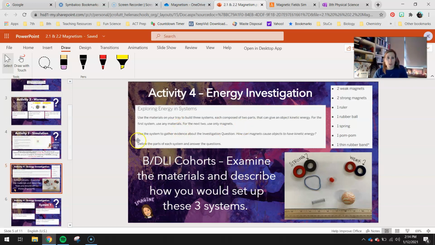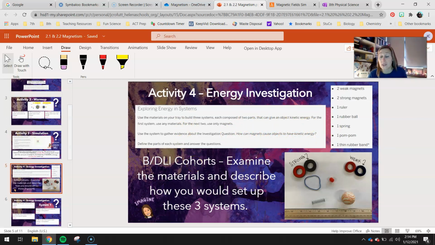the goals right here. So use the materials on your tray to build 3 systems, each composed of 2 parts. The purpose of that system is to give an object kinetic energy or to make an object move. So for the first system, use any materials, and then for the last 2 systems, you're only going to use magnets. So use the system to gather evidence about the investigative question, how can magnets cause objects to have kinetic energy? You will be answering that question later.